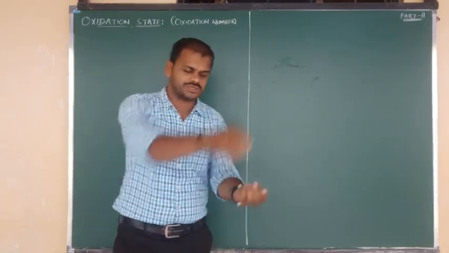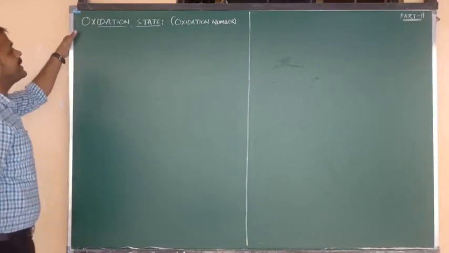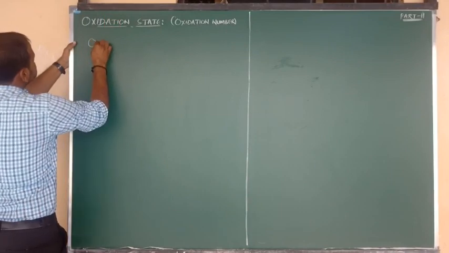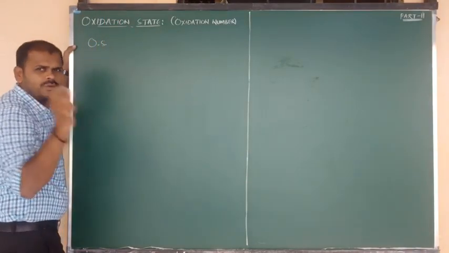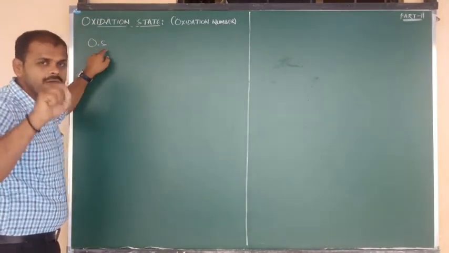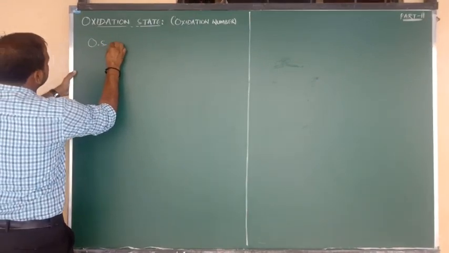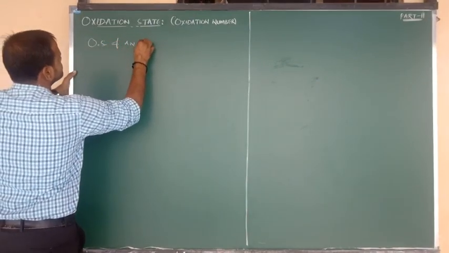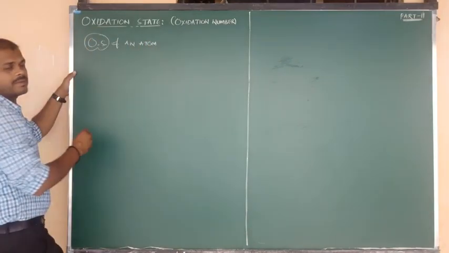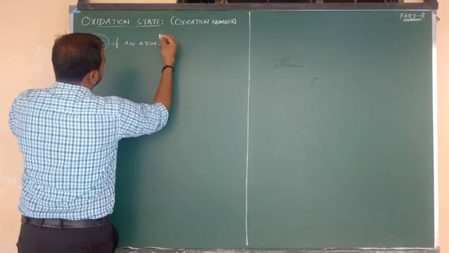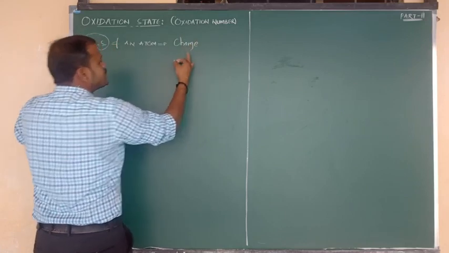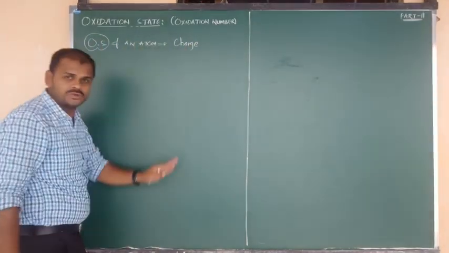First of all, I am going to tell you the definition. Oxidation state. I am always going to use short words due to lack of time. Oxidation state, simply we can say OS means oxidation state. So the oxidation state of an atom must be equal to the charge which is produced on the respective atom.